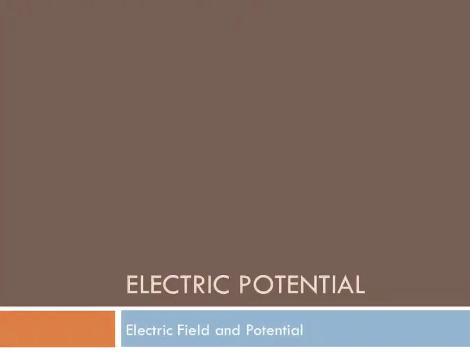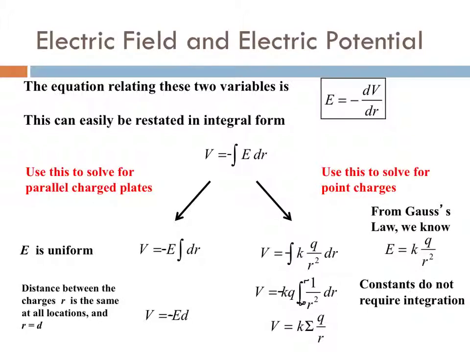This video covers the relationship between electric field and potential. Up until now, we've looked at simple situations with potential and electric field, but now we're going to look at a different relationship. That is, the electric field is equal to the derivative of electric potential with respect to position. Again, you do have a negative here.